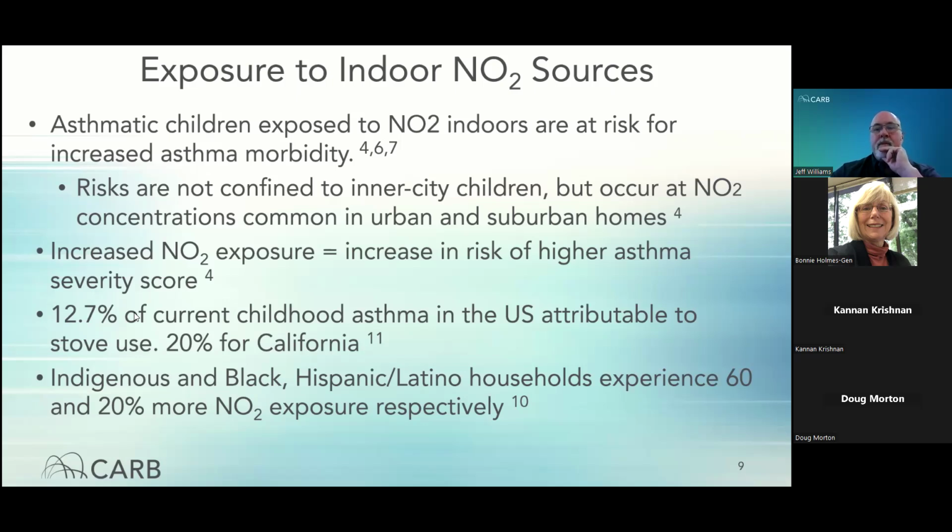The assessment found that a 15 ppb mean elevation of NO2 in homes was associated with an increased cumulative incidence of lower respiratory symptoms. A 2013 study found that asthmatic children exposed to indoor NO2 levels well below the US EPA annual ambient standard of 53 ppb were at increased risk for asthma morbidity. More recently, a 2022 study found that nearly 13% of asthma cases in the US could be attributed to gas stove use. Furthermore, the authors of the study estimated that the proportion of asthma that could be prevented if gas stoves were replaced with zero-emission alternatives would be about 20% in California.